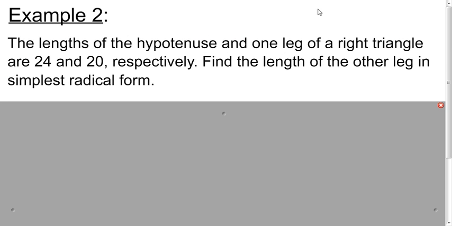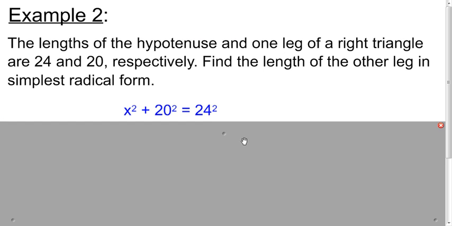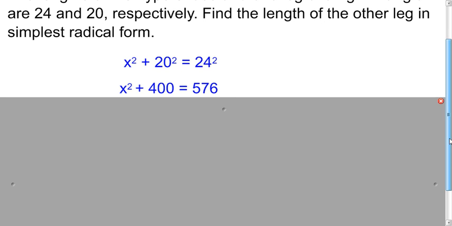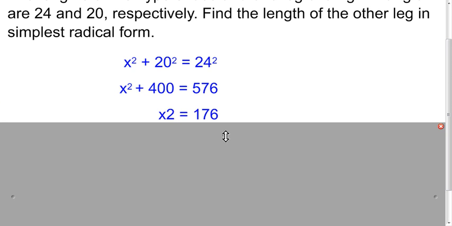Here's one where we know the length of the hypotenuse and the length of one leg. Figure out the length of the other leg in simplest radical form. So try this on your own, and then I'll show you my solution. So now we always plug in the hypotenuse for c. So that's got to be over here by itself, c squared. 20 squared and 24 squared give us 400 and 576. Subtract 400 from both sides. Oops, that should be an exponent. There we go. I want to undo that squared, so we take the square root.